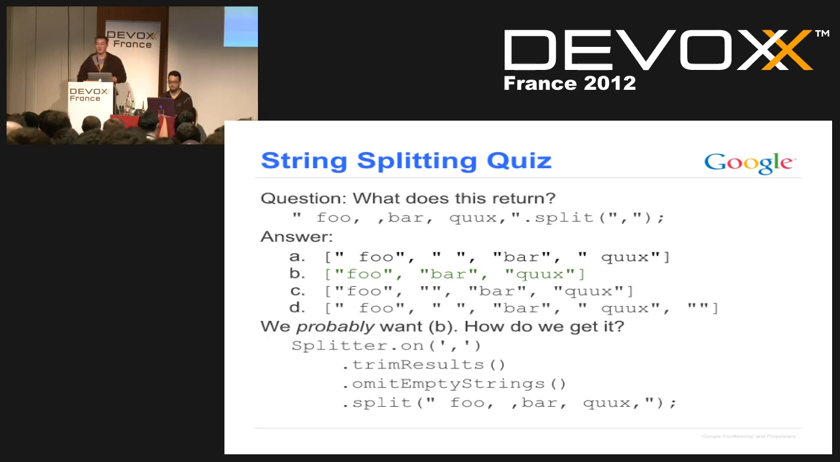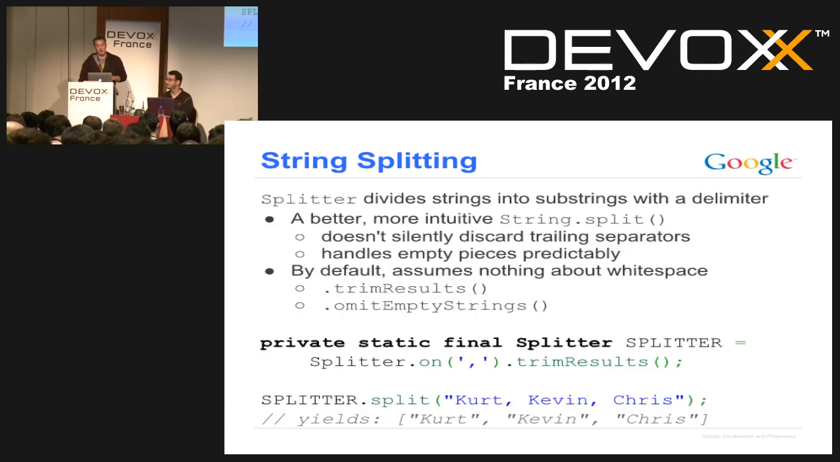So we have this class called a Splitter. With the Splitter, you define what your delimiter is. In this case, we're using a comma. And then there's other options you can add to this Splitter instance to split as you desire. Like I said, it's basically a more intuitive string.split.